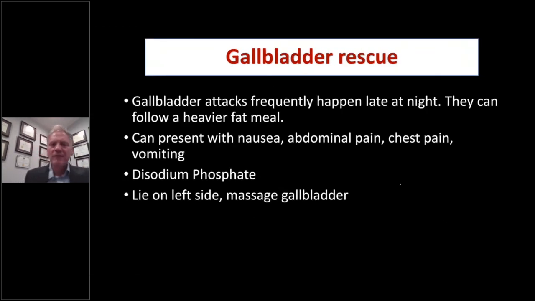Gallbladder rescue. Gallbladder attacks frequently happen late at night. They can follow a heavier fat meal. They can present with nausea, abdominal pain, chest pain, vomiting.